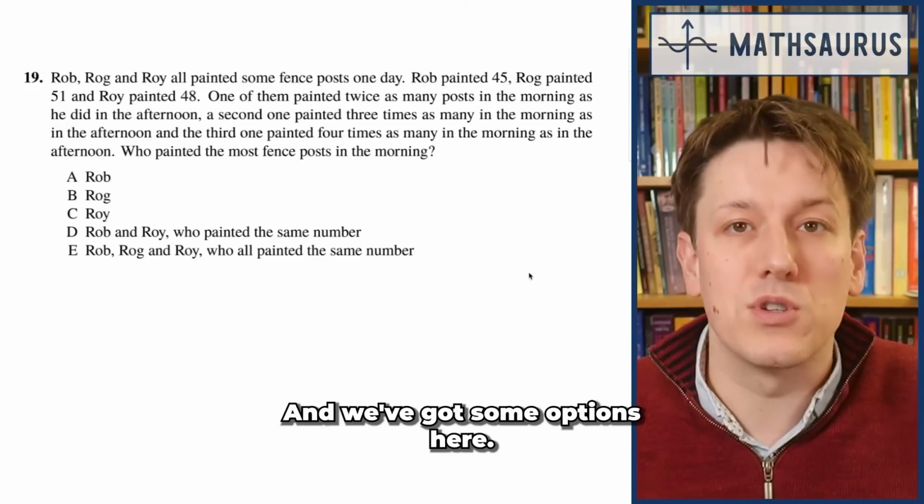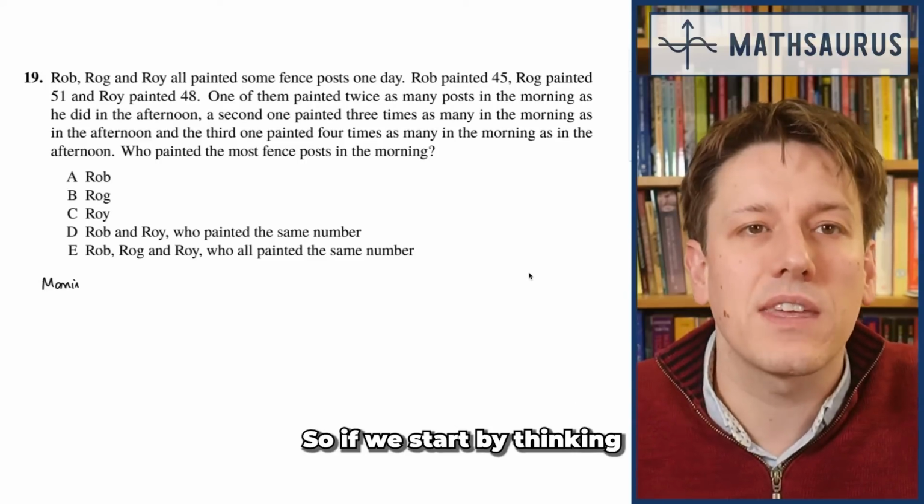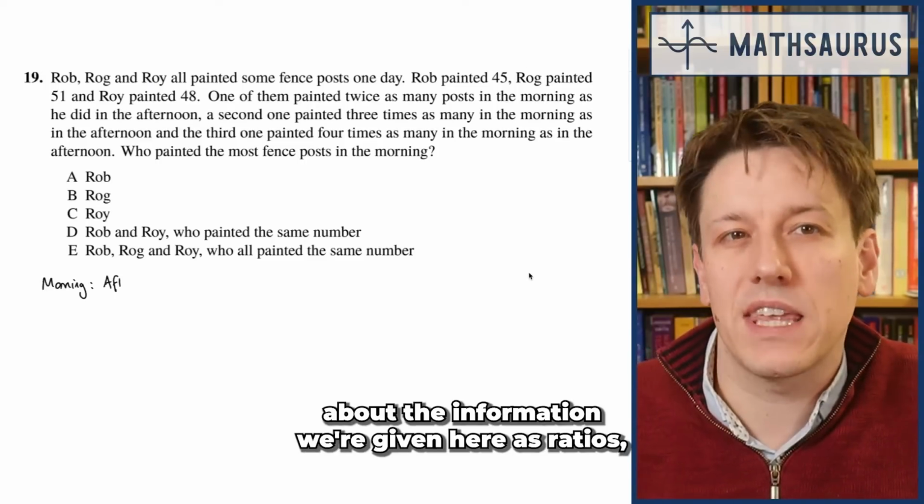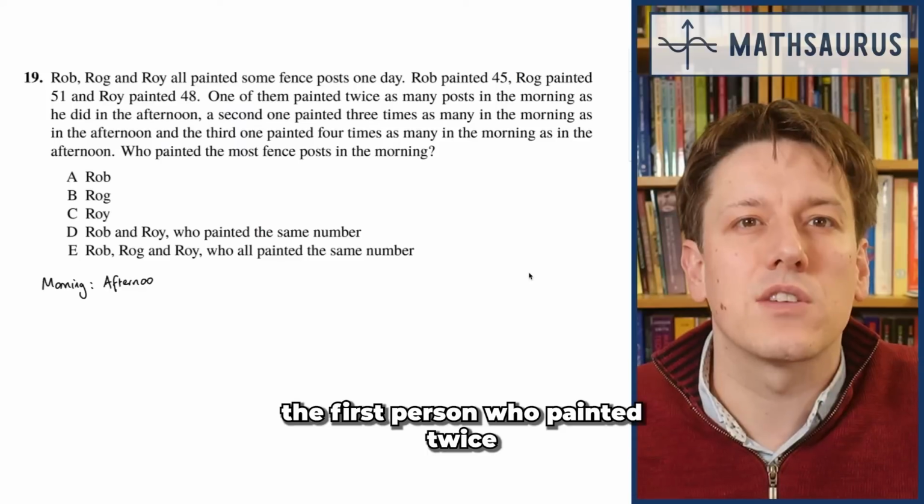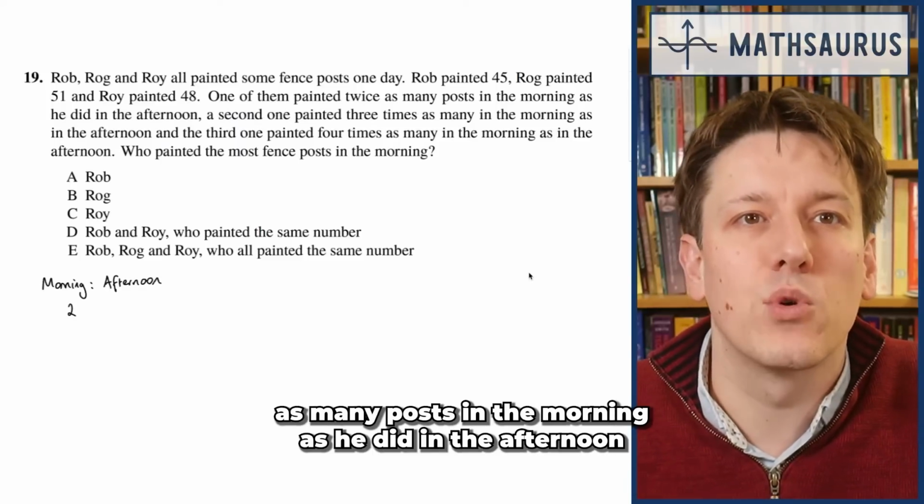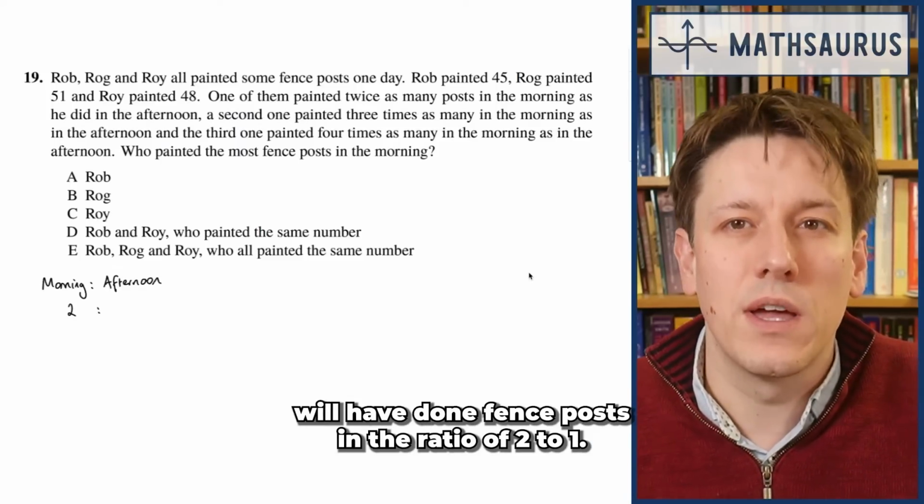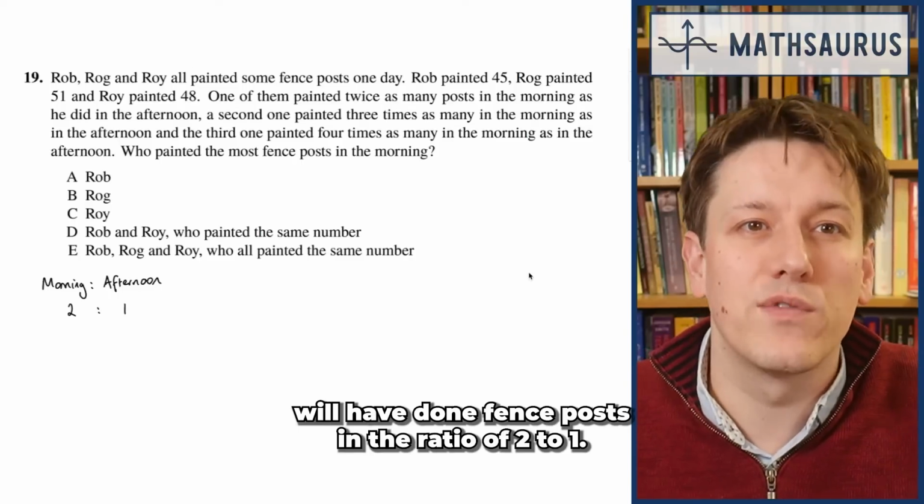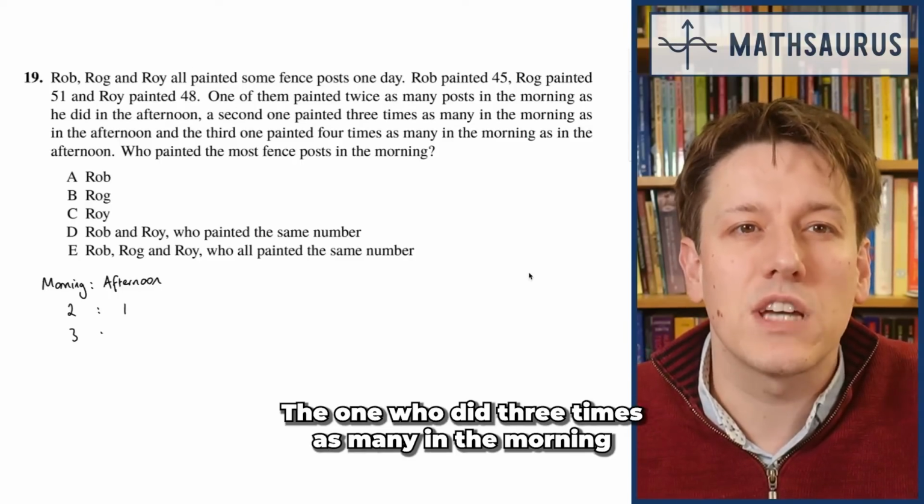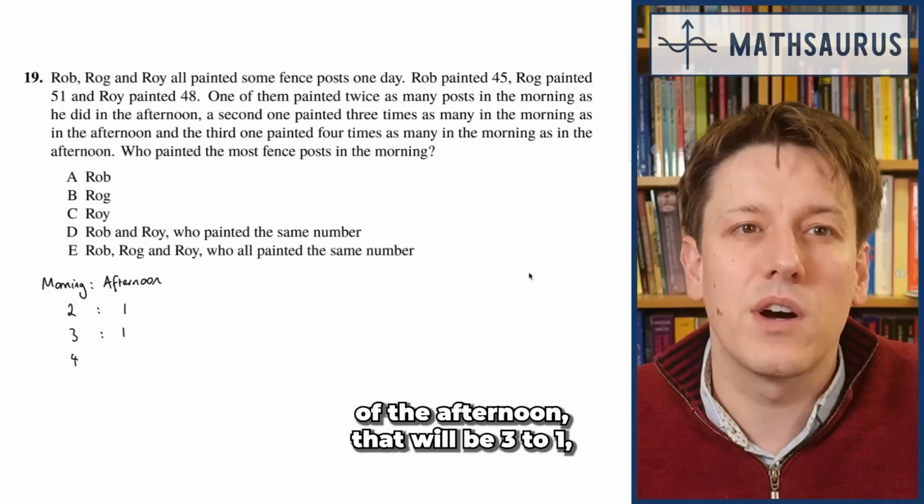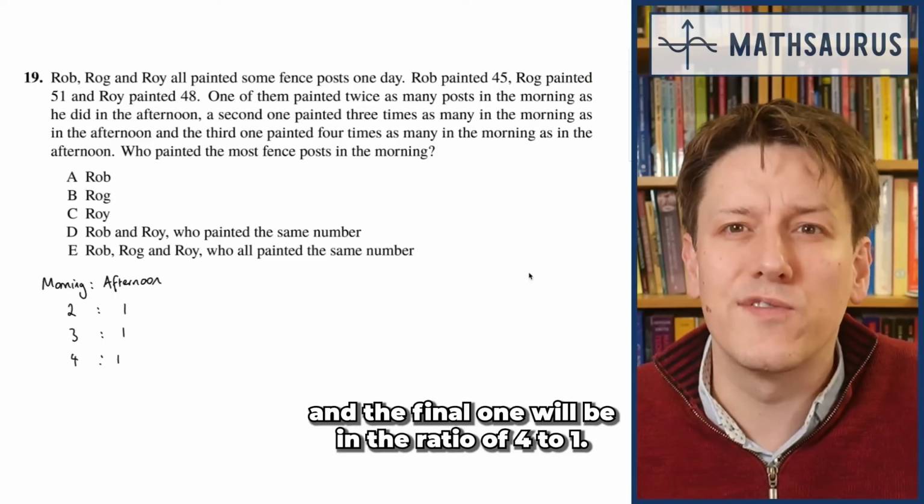And we've got some options here. So if we start by thinking about the information we're given here as ratios, the first person who painted twice as many posts in the morning as he did in the afternoon will have done fence posts in the ratio of 2 to 1. The one who did 3 times as many in the morning as the afternoon, it'll be 3 to 1, and the final one will be in the ratio of 4 to 1.